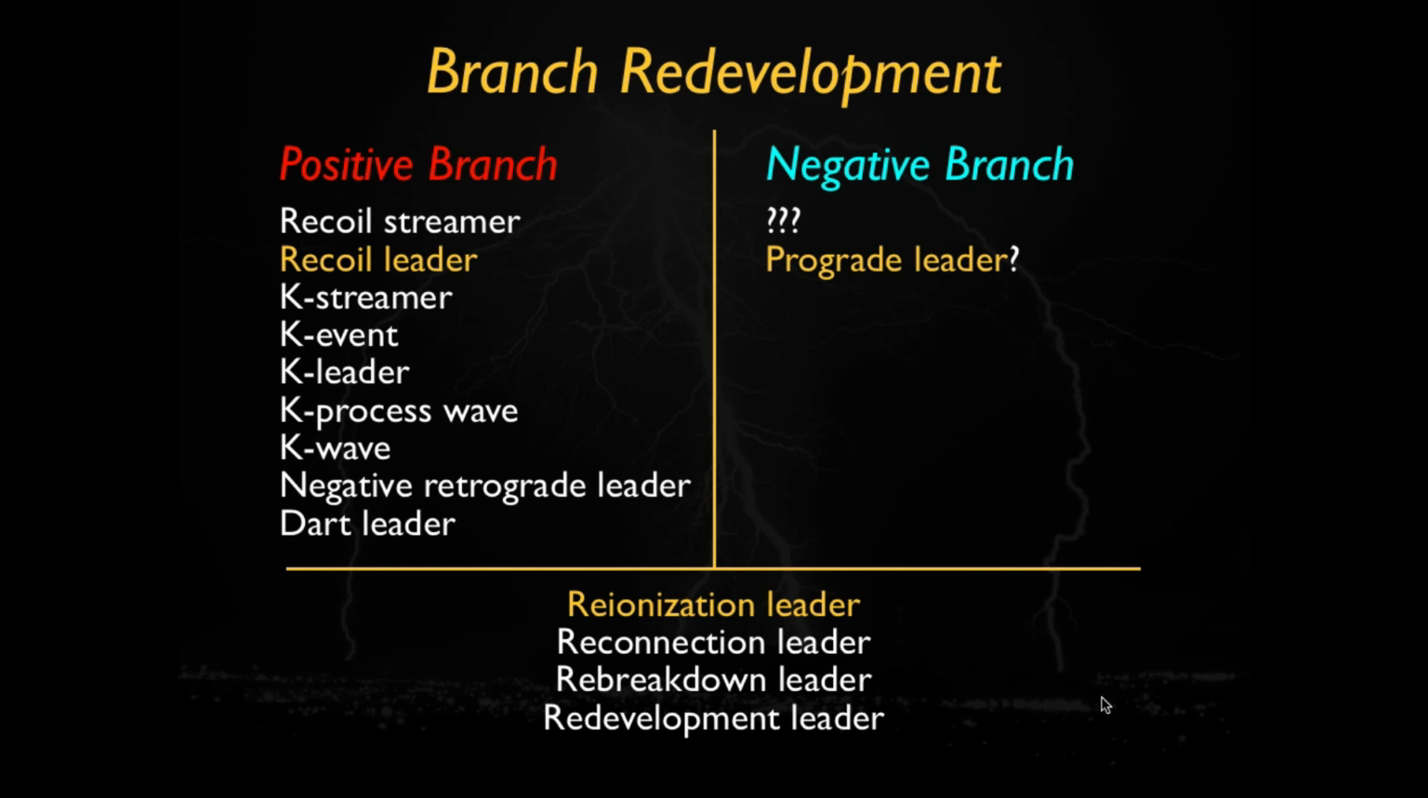I will say that there are words that are common to both a negative and positive branch redevelopment, and I've listed some of those below here. They both act to reionize a decayed branch, whether it be positive or negative, but they tend to do it in a different way. So they're both really reionization leaders. Other words that I've heard brought up are reconnection leaders or rebreakdown leaders or redevelopment leaders. So this is the naming convention that I will use in the rest of this talk.